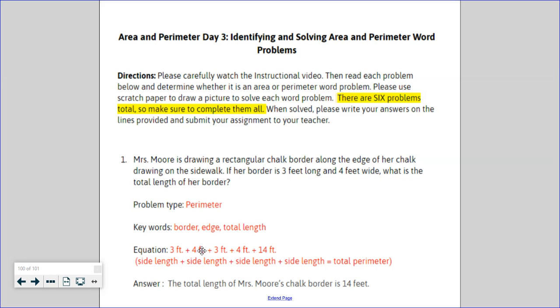So when we're talking about the border and the edge, that's a perimeter story. So the equation would be 3 plus 4 plus 3 plus 4, and this is supposed to be an equal sign, not a plus sign. So 3 plus 4 is 7, 3 plus 4 is 7, 7 plus 7 would be 14. Now, could you have done 3 plus 3 plus 4 plus 4? Definitely. You can add them in any order, whatever is easier for you. So the total length of Mrs. Moore's chalk border is 14 feet. So that's the one that's done for you on the page.